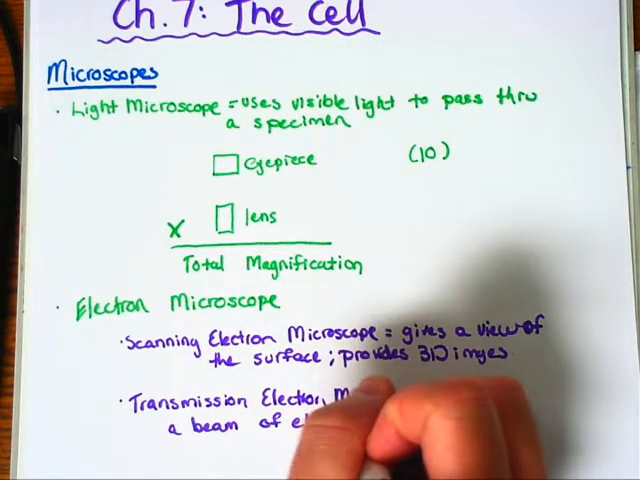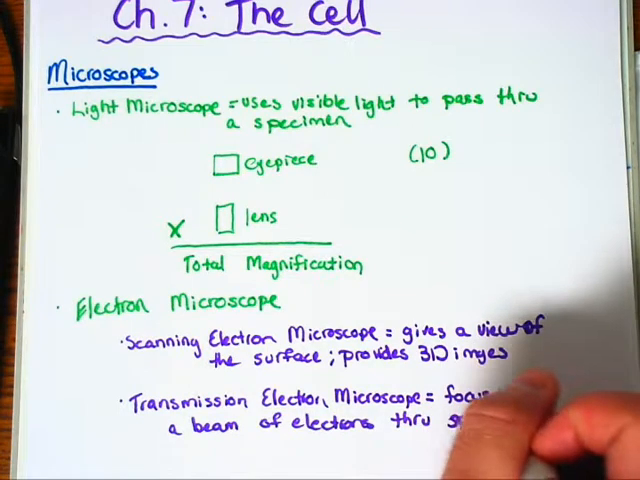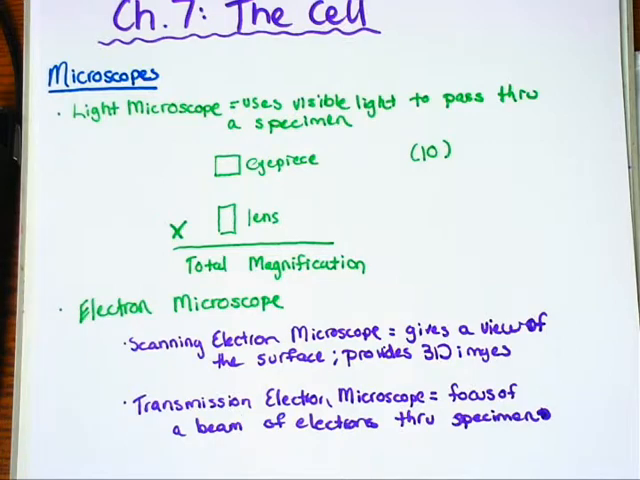through a specimen, which means that it's going to go straight through the specimen. So would you see like the insides of it? You can see different layers of the insides of it. Essentially you can see the insides of it. So if you were looking at a cell, you'd be able to see all the organelles inside of it.